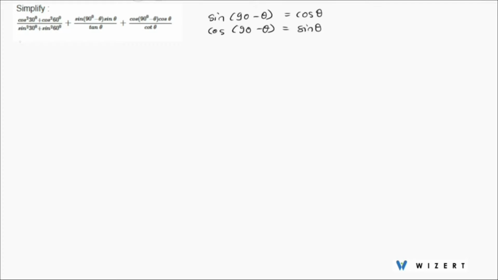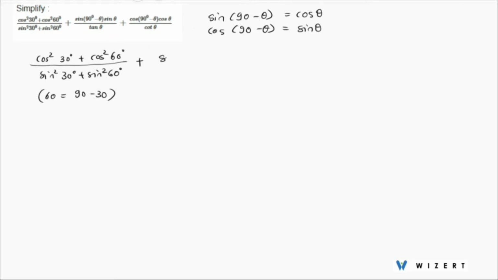So now, let's look at the first term: cos square 30 degrees plus cos square 60 degrees, whole divided by sine square 30 degrees plus sine square 60 degrees. Now in this first term itself we can see that 60 is 90 minus 30. So let's look at the next term.